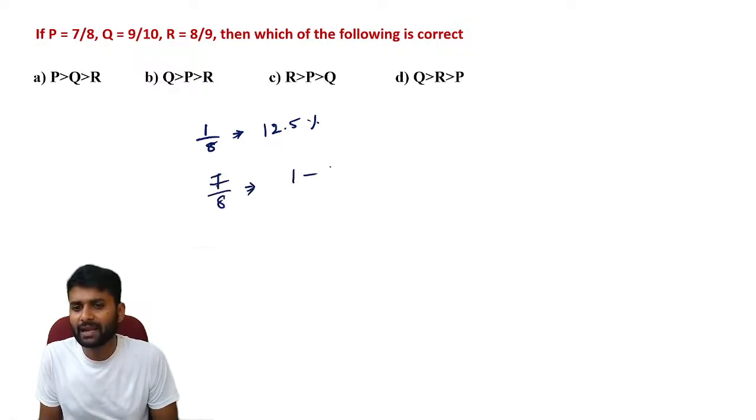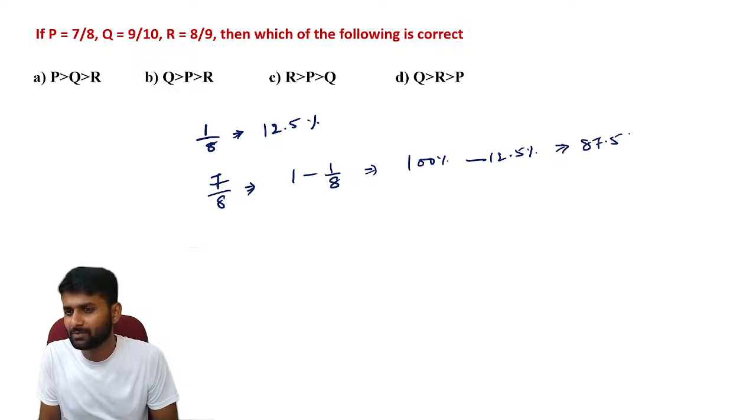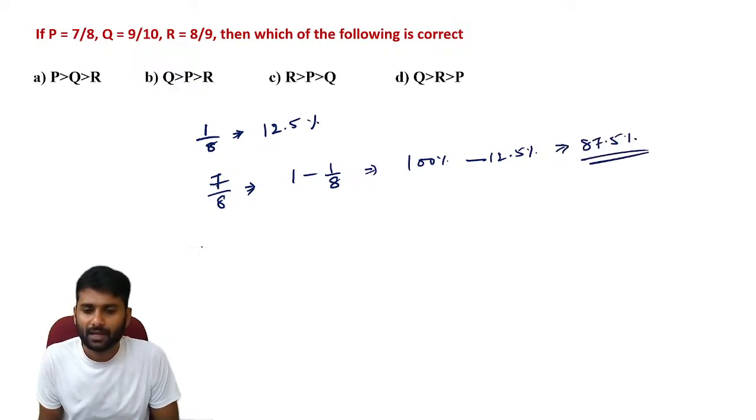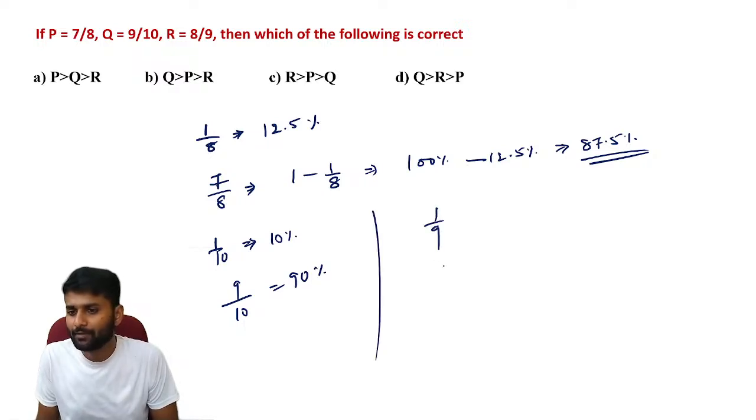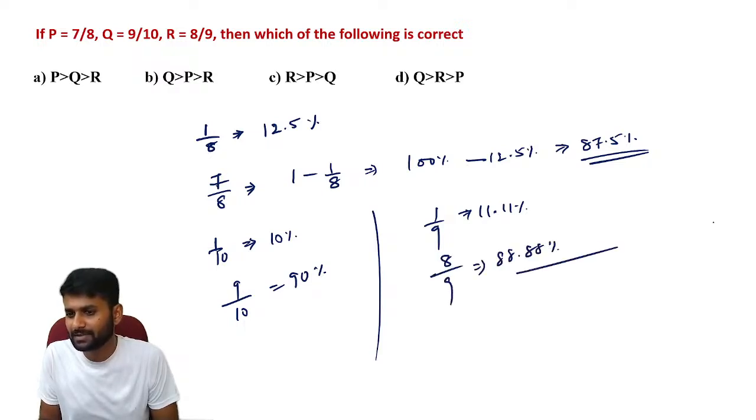Can I take 7 by 8 as 1 minus 1 by 8? And you know that the fraction 1 is 100 percentage, minus 12.5 percentage, then it becomes 87.5 percent. You know that 1 by 10 is 10 percentage. So 9 by 10 is 90 percentage. So this is the second one. And 1 by 9 is 11.1111 percentage. 8 by 9 is 88.88 percentage.